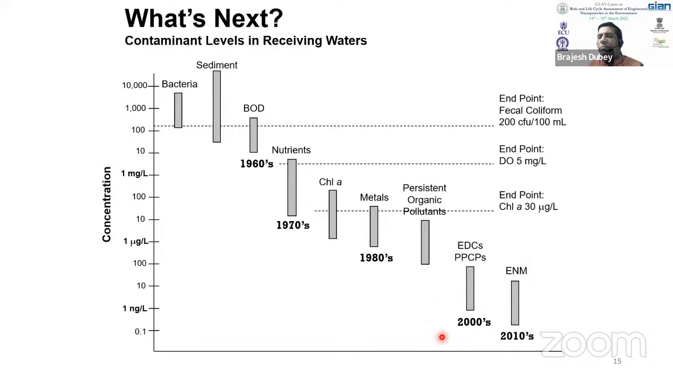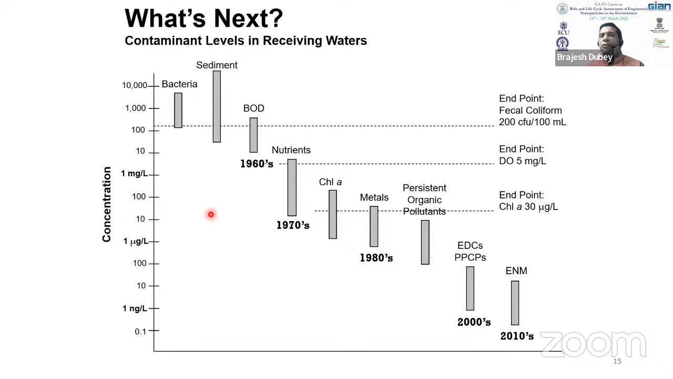So engineered nanomaterials, ENM, are one of the focal points in terms of looking at the environmental pollutants which are coming out. And if you look here at the y-axis, which is very, very important, the y-axis is on a log scale.